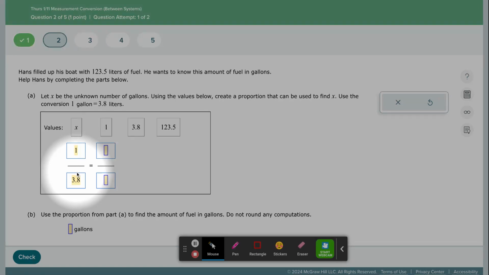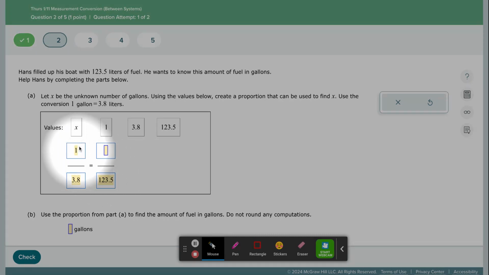Now if I go back up to my actual problem, that's what I'm going to fill in for the second part. I have 123 and 5/10 liters. Which number represented liters again? Oh, the 3.8. So that means my liters is on the bottom. So I have to write 123.5 liters on the bottom, because I have to keep liters on the same level, whether they're on the top or on the bottom. And then I'm going to have to keep gallons on the other level.